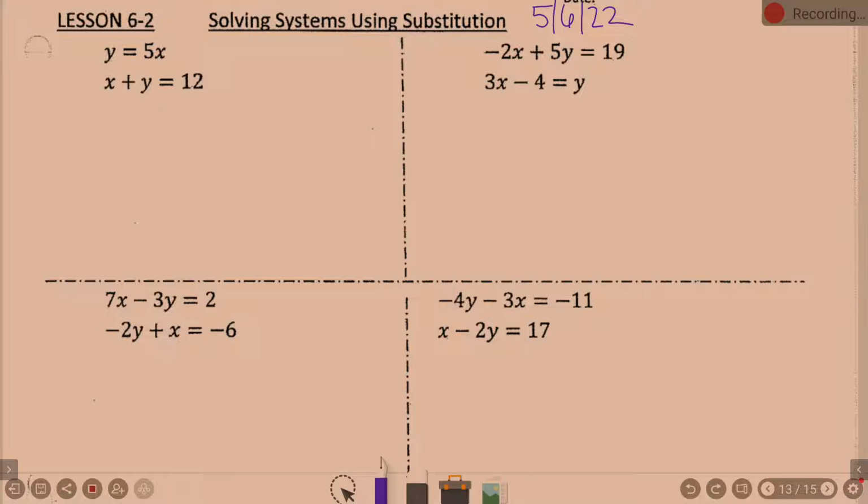Lesson 6.2, we're still solving the same kinds of equations, but we're not graphing. There's good news and bad news to that, right? The graphs weren't too bad, I don't think. Although, I don't know, you may have had some struggles on some. Traditionally, students prefer substitution and elimination because graphing is more of a struggle. We'll see what happens here, okay?